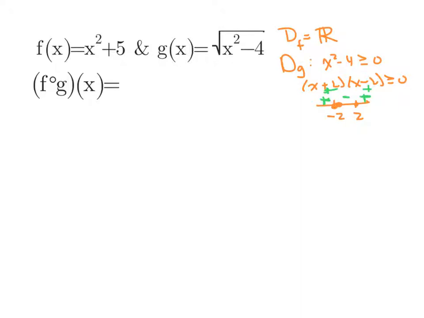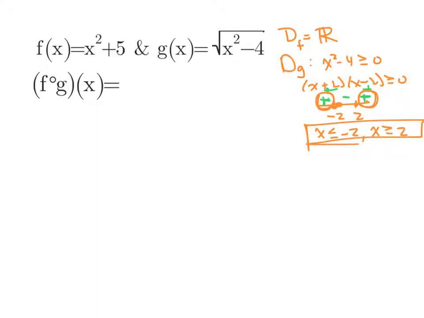Looking at our sign chart, it now is easy to determine that x squared minus 4 is going to be greater than 0 when x is less than or equal to negative 2 and greater than or equal to positive 2.